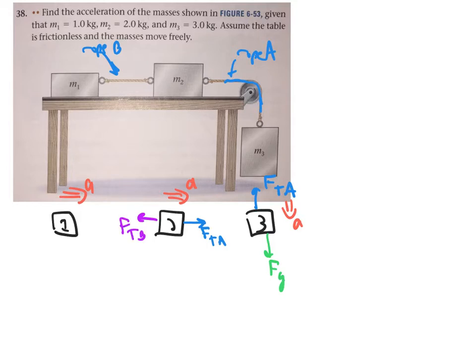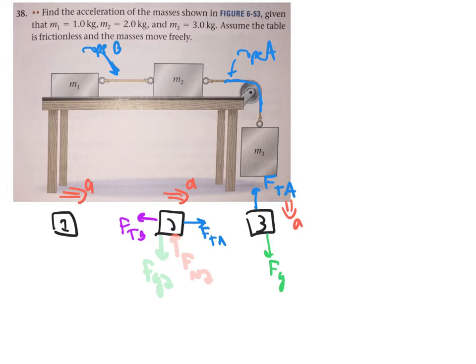And you might wonder, not badly, what about the fact that block 2 has some weight, which I'm going to call FG2. And it does, but equivalently, there's also some normal force from the table, which I'm going to call FN2. And we know that those two are going to cancel out. So although I have them there, in the end, all they do is keep the block moving horizontally. They're not going to tell us anything about the acceleration.